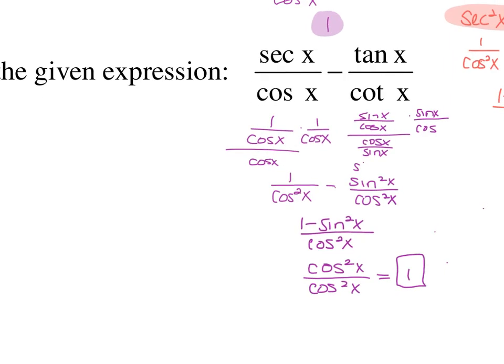Sophia. Wait, so when you simplify the secant x over cosine x, why wouldn't it give you 1? Because then you have to keep, change, flip. So it's 1 over cosine. It ends up so that the top would be 1 over cosine, right? Yeah, so secant would be 1 over cosine, and then when you keep, change, flip, it becomes cosine times 1 over cosine. You're dividing by cosine over 1, which means you multiply times 1 over cosine.